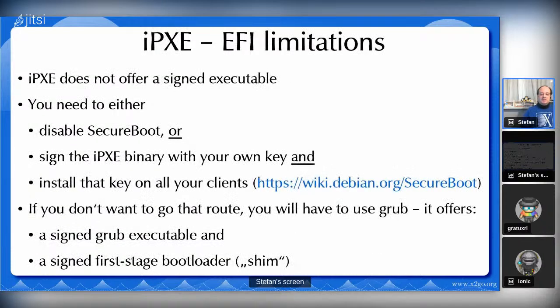When iPXE is used in EFI mode, there are a few limitations. This is because iPXE does not offer a signed executable. So you either need to disable secure boot or sign the iPXE binary with your own key and install your own key on all of your clients. Instructions on how to do that can be found in the Debian wiki linked here. And if you don't want to go that route, you will have to use Grub instead of iPXE. It offers both a signed executable and a signed first stage bootloader, colloquially known as shim, unlike iPXE, which does not.